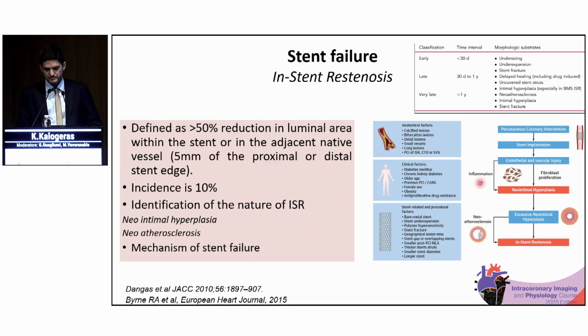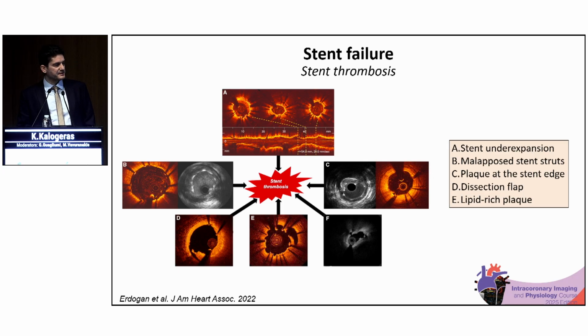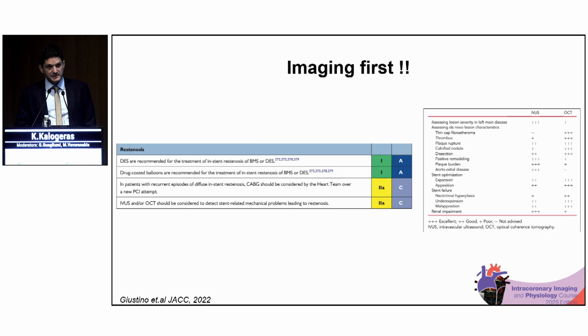As you can see, the predisposing factors are either anatomical factors, clinical factors, or stent-related factors, as we saw in this case. The other manifestation is stent thrombosis, seen in acute coronary syndromes, and we can see stent underexpansion, malapposed stents, plaque at the stent ends, dissection flaps, and lipid-rich plaques. So as we have seen in all these cases, imaging comes first.